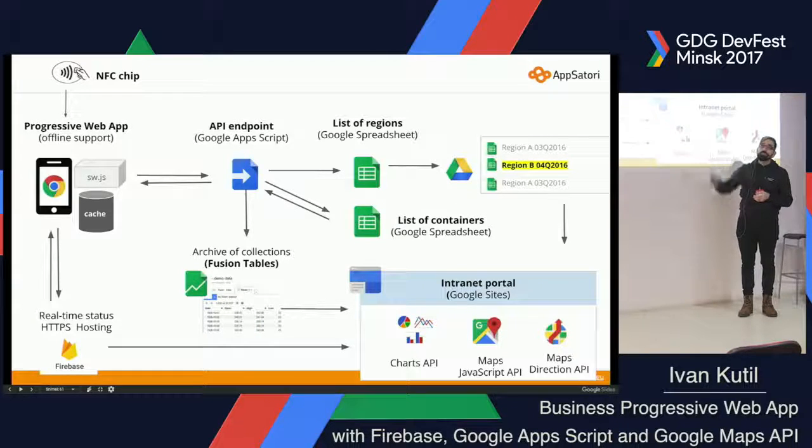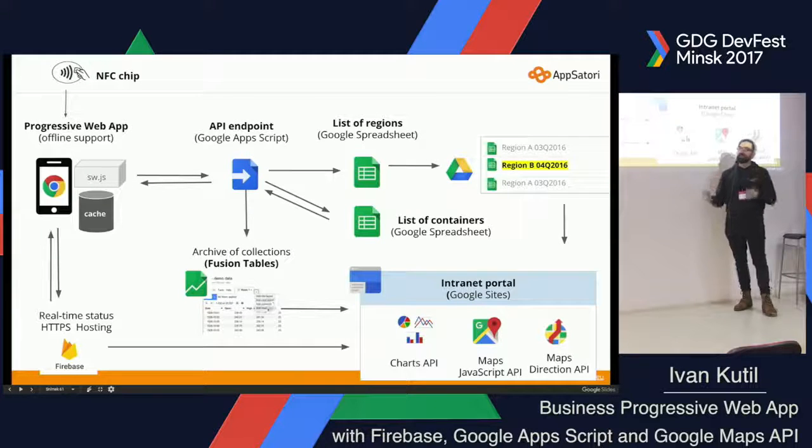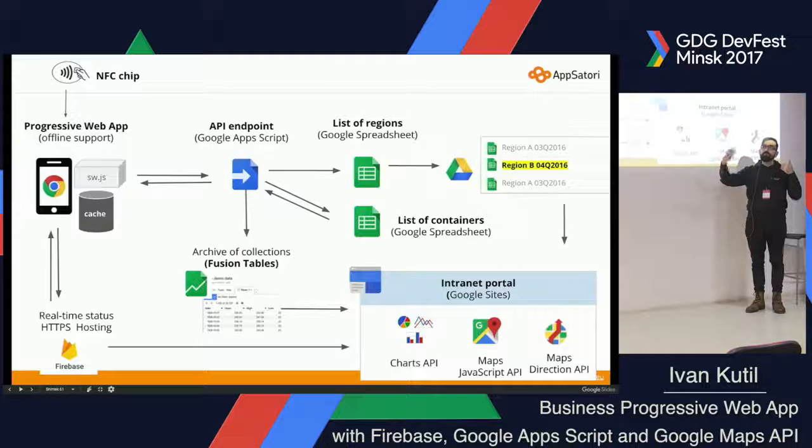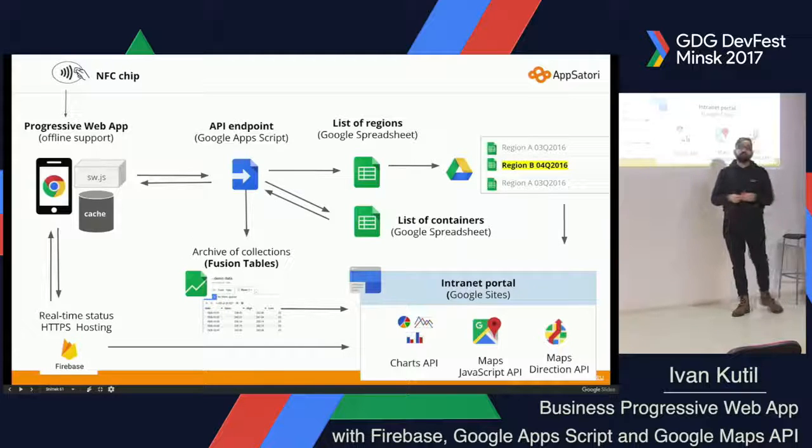For the API, we didn't use something like App Engine. We used simple Google App Script, because Google App Script allows you to create a public URL, and you can handle the data. The data is saved to a specific Google spreadsheet, because there are several Google spreadsheets, one for each region, and these Google spreadsheets are saved in Google Drive.